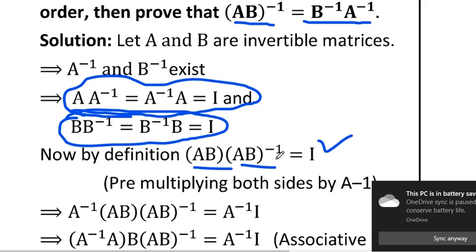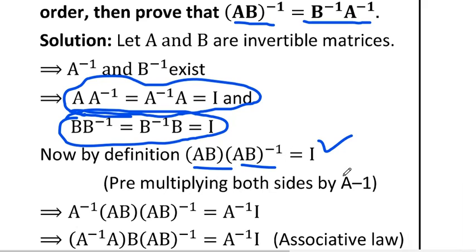To show this, first you multiply by A inverse. It is not A power minus 1 here, it is A inverse. Multiplying both sides by A inverse: A inverse into AB into AB inverse, where AB into AB inverse is as it is here. This you have to multiply by A inverse, and on the right side also you have to multiply by A inverse: A inverse into I.